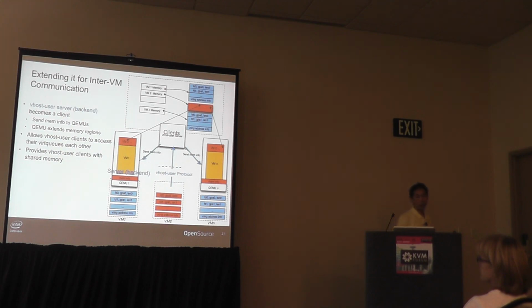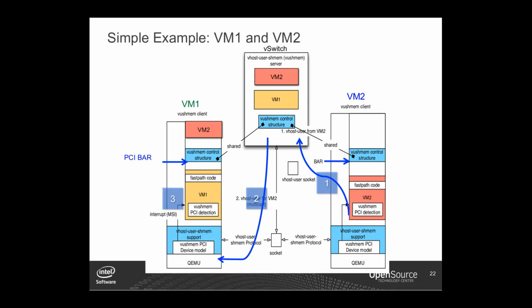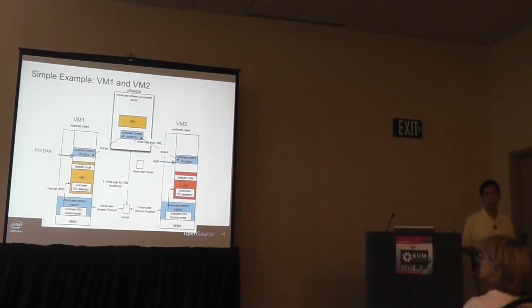So this allows the vhost-user client to access the virtqueue of other guests, or it allows a shared memory among the clients. Okay, so I have one more example. This is probably the simplest example.